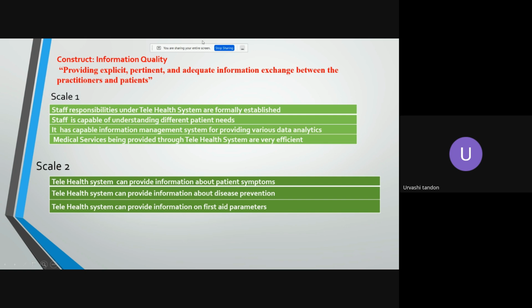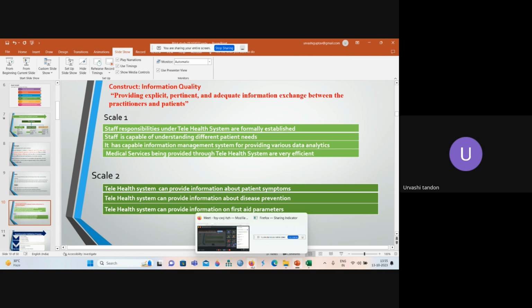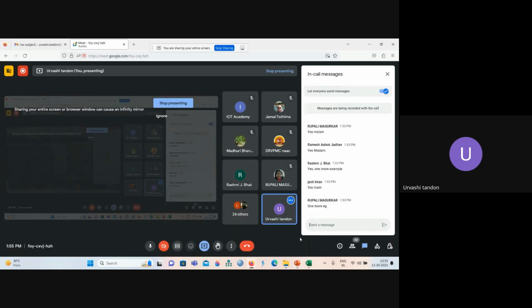So now, again, over to you. Which one is better? Which one is measuring your information quality? Yes, please. Which one is measuring information quality? First one or second one? Okay. Ramesh sir is saying first one. Any other response? Anyone else who would like to contribute? Jyoti Kiran, yeah, right, first one. Okay.